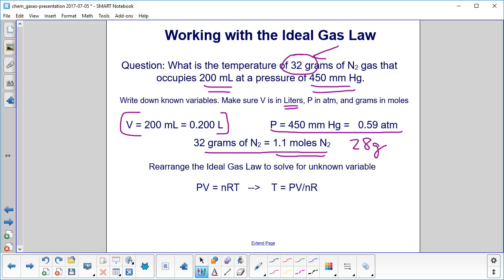Now rearrange the ideal gas law to solve for the unknown variable. Well, the unknown variable is temperature. So we start here, divide by nR, and we get this. Hopefully you can see the value of solving for the unknown variable, because we now have 4 different numbers to plug in, so it makes it a lot easier if they're all on the same side.